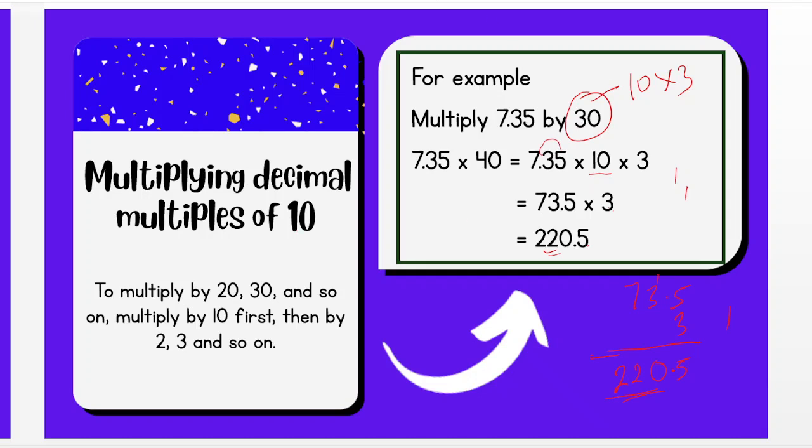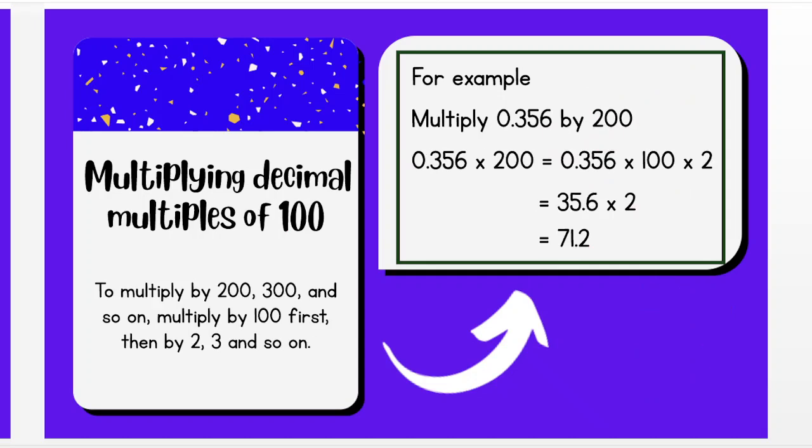Then we'll move to the next one, multiplying decimals by multiples of 100. So 100, 200, 300, 400, these are the multiples of 100. 500, 600, 700, and 900. So you can also have 1100, 1200. They are all multiples of what? 100. So how do we do that? That is what we're going to look at.